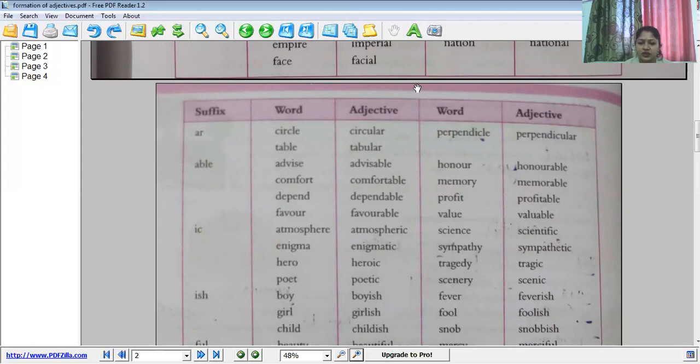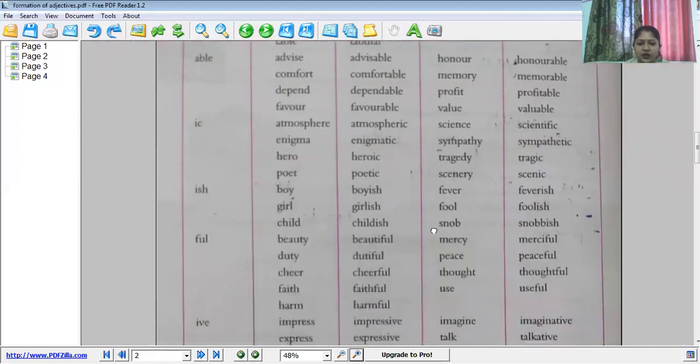Tragedy will become tragic. Poet will become poetic. Scenery will become scenic. Now you'll see, children, the examples are given to you clearly, but the spellings change. So keep in mind these spellings, children, when you are asked to make the adjective form. So you should know the spellings. Just don't say that they have told us to use IC, so we'll cut some words and add IC. So you see the spelling, okay?